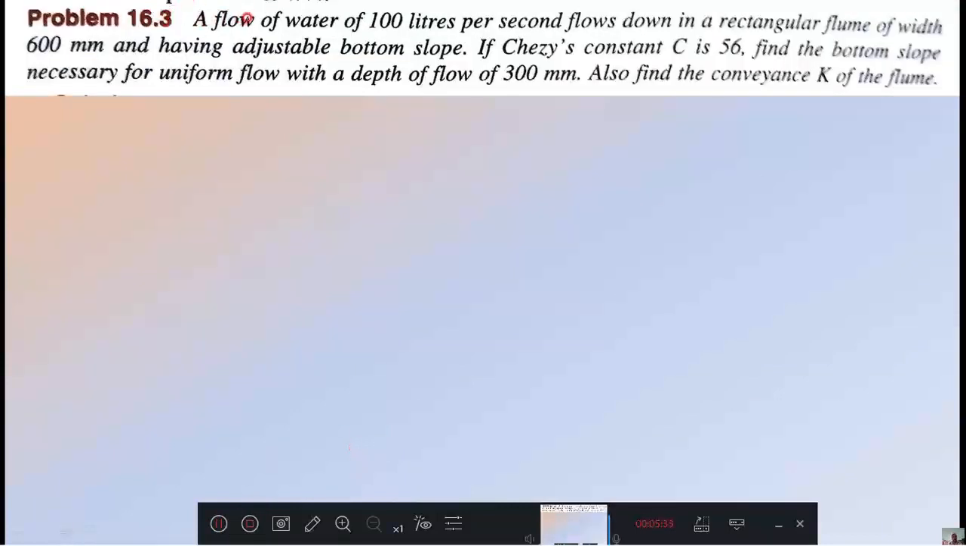The third problem: a flow of water is 100 liter per second. Here the unit is changed.